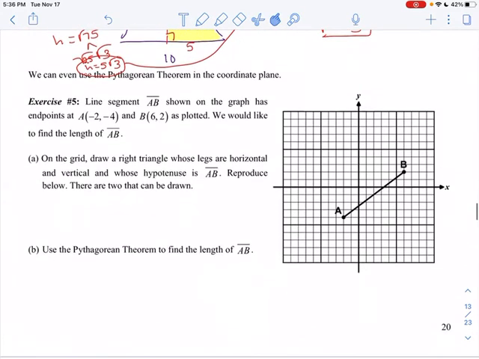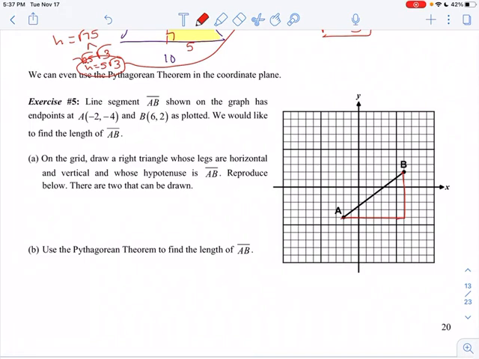All right, and the last one that we have, line segment AB is shown on the graph. It has endpoints A at -2, 4, and B at 6, 2. We would like to find the length of AB. So on the graph, I'm going to actually enclose this in a right triangle, just like that. So you do the same on your paper. I'm creating a right triangle, and I can find the length of those horizontal and vertical lines that I just drew. I can't find the length of AB because AB is a diagonal line. It's not horizontal and it's not vertical. I can't just count it.